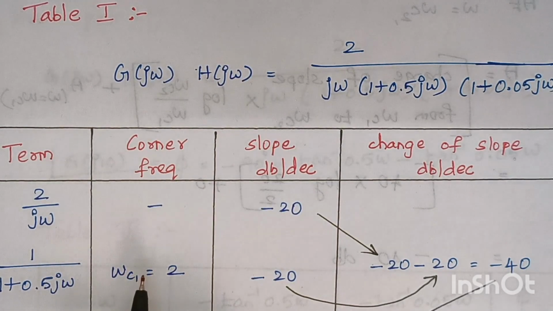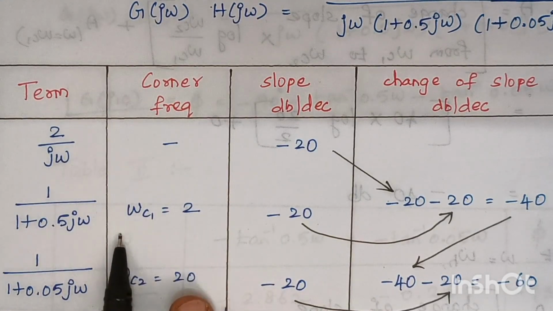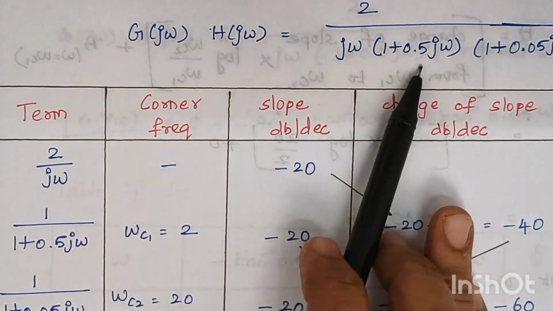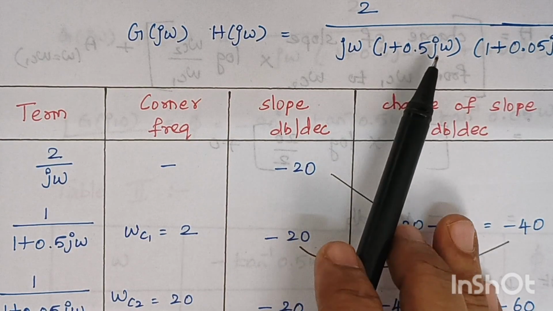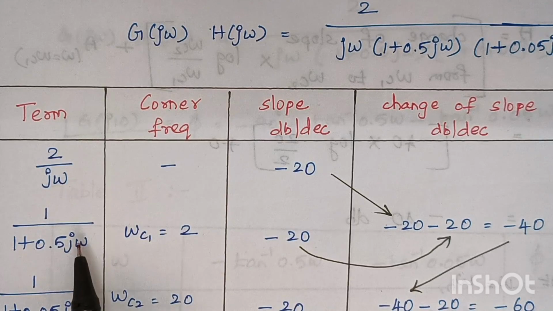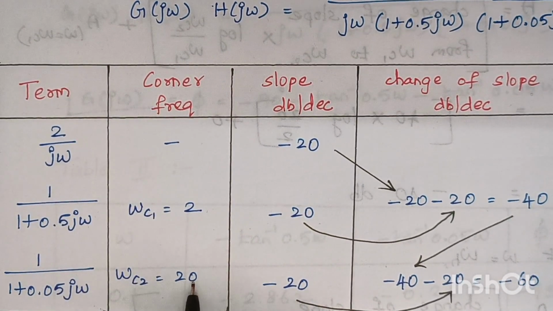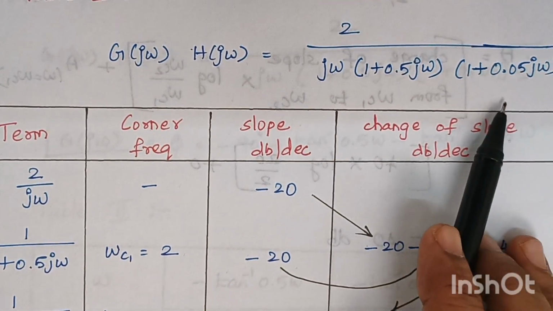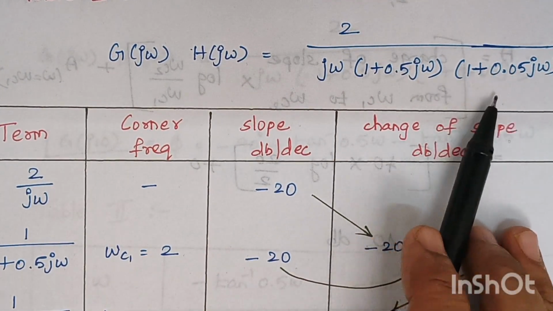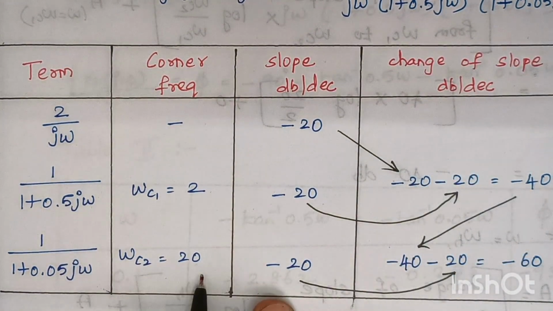Then, depending upon the value of the corner frequencies, we have to arrange the remaining terms. The first corner frequency, that is the least value, is 2, right? Which term contributes to this? That is 1 divided by 1 plus 0.5 j omega. This term gives a corner frequency of 2, so we write that term here. Then the next corner frequency is 20. Which term contributes 20? 1 divided by 1 plus 0.05 j omega contributes a corner frequency of 20, right?